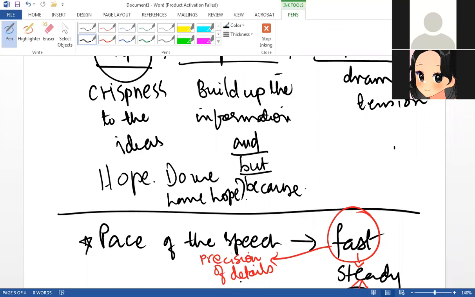Yes, Shumeta. Miss, about the exaggeration point, how can this appeal to the audience? I mean, wouldn't it create a lack of credibility of the person speaking?